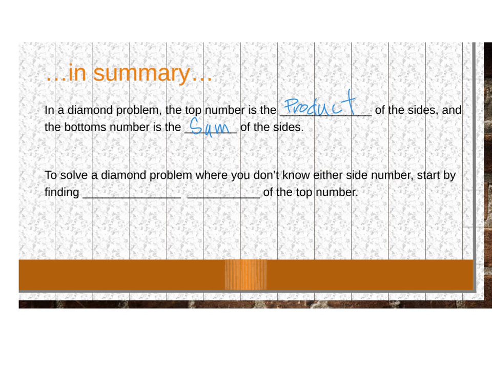To solve a diamond problem where you don't know either side number, start by finding what of the top number. Turn the video off and think about that for a second before you turn it back on to find out the answer. Hopefully you did give yourself a time to think about it. It's the factor pairs, the two numbers that we multiply together to get the top number.